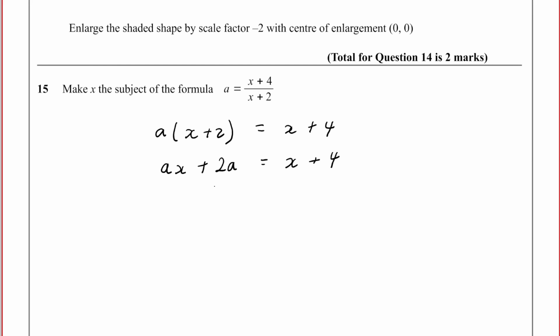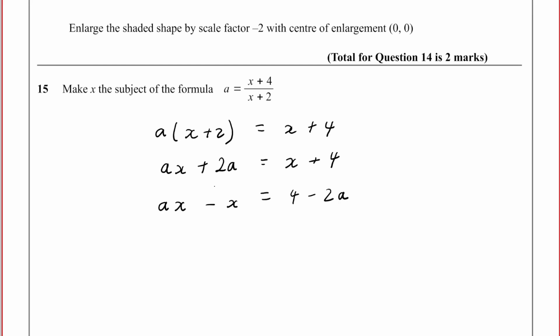We want the x's on the same side and everything else on the other side. So there's no right or wrong way of doing this. I'm going to take x away from both sides and take 2a away from both sides. If you take ax away from both sides and 4 away from both sides, that's absolutely fine as well. If you have to do that in 2 steps, that's no problem. Now my x's are on the same side.